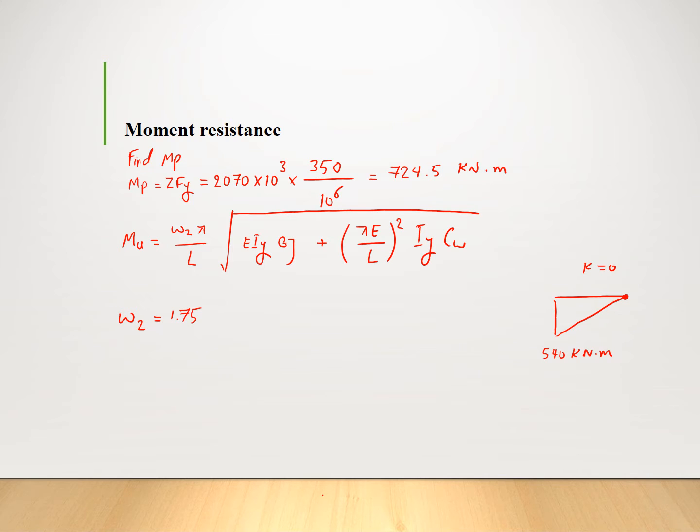So omega 2 is equal to 1.75 plus 0.105 kappa plus 0.3 kappa squared, and should be lower than 2.5. So therefore, because kappa is 0, omega 2 will be 1.75. Now if we calculate Mu, it will be 2928.5 kilonewton times meter.